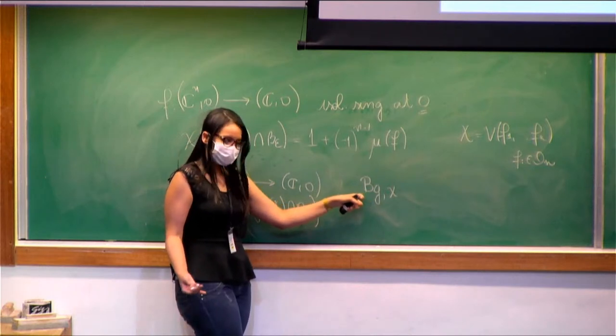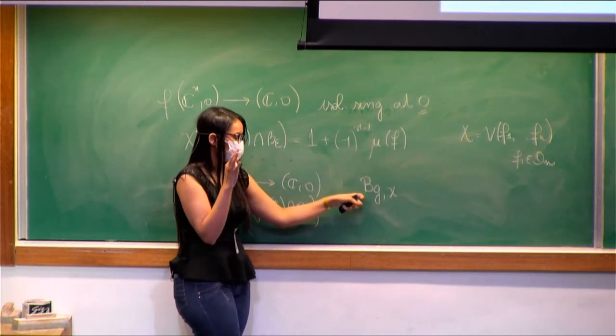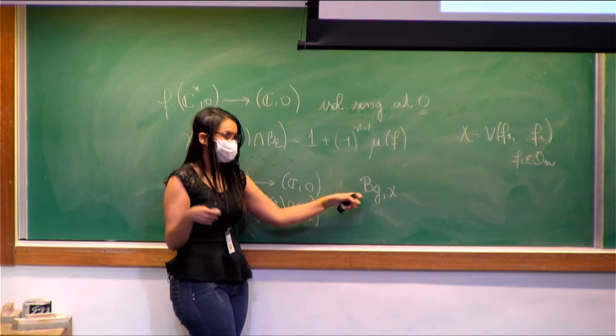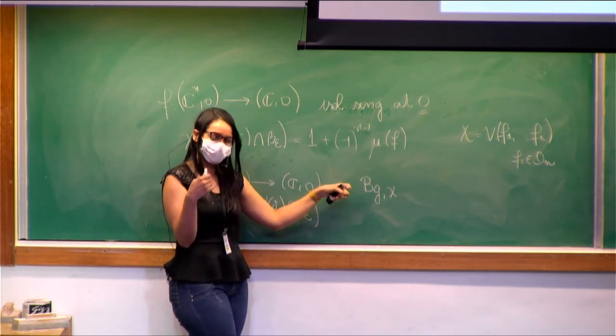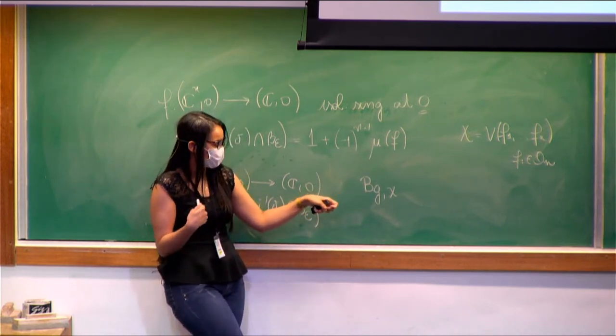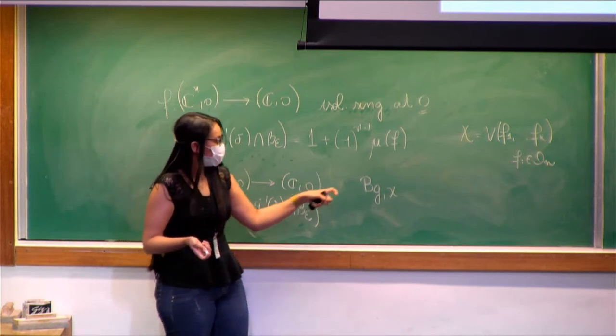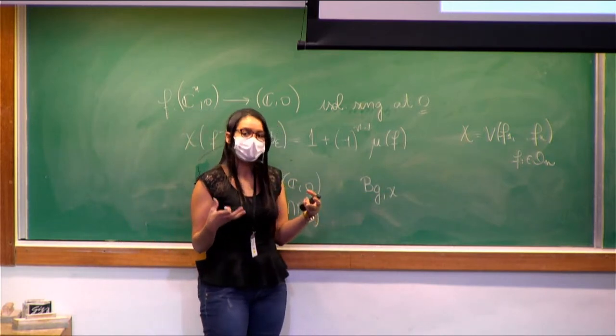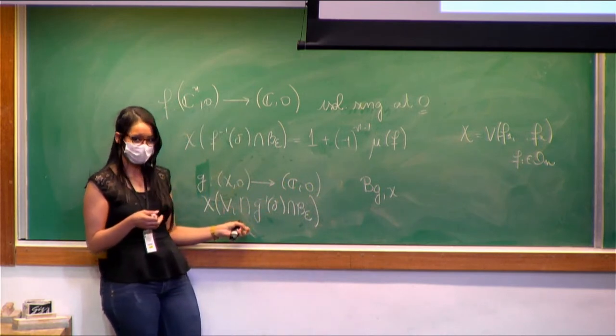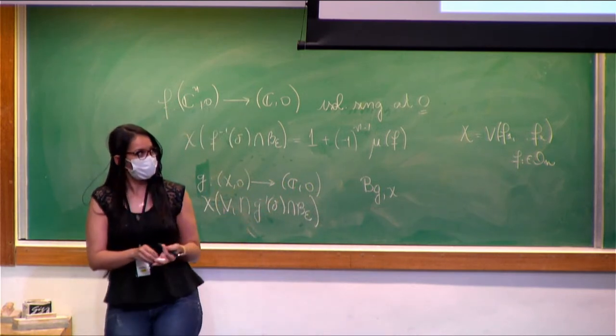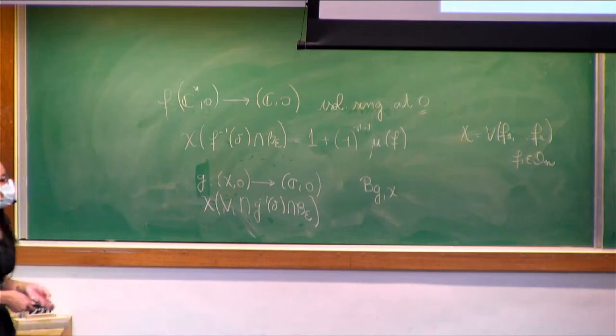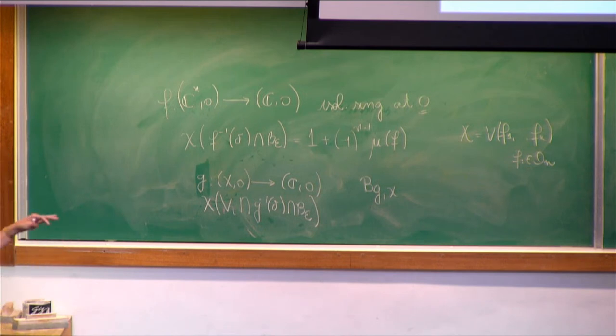This is the Brasselet number. I'm not going to go into the details or the definition. I will follow Barbara and invite you to come to my lecture next week. But the essence of this number is somehow to compute this Euler characteristic. So I will show you how I contributed to this approach of studying the non-isolated singularities of functions.